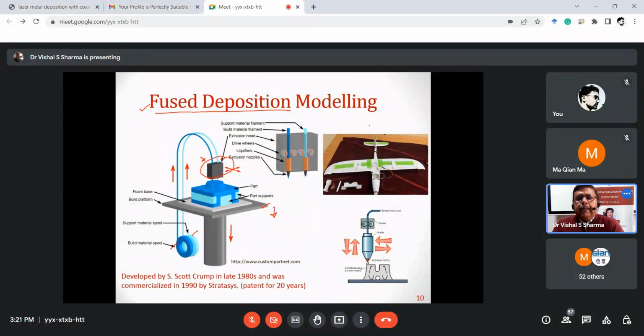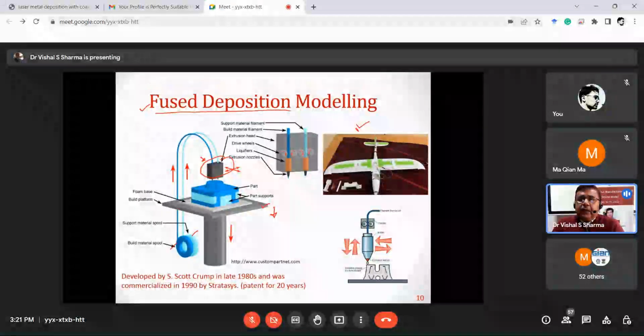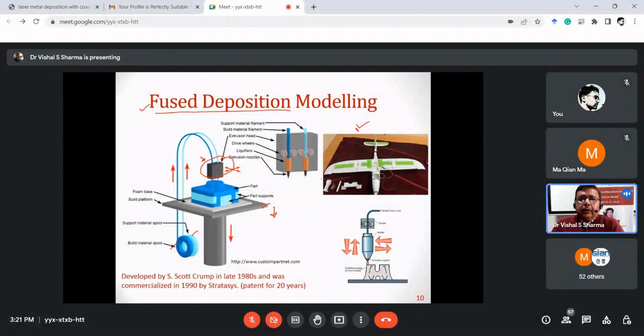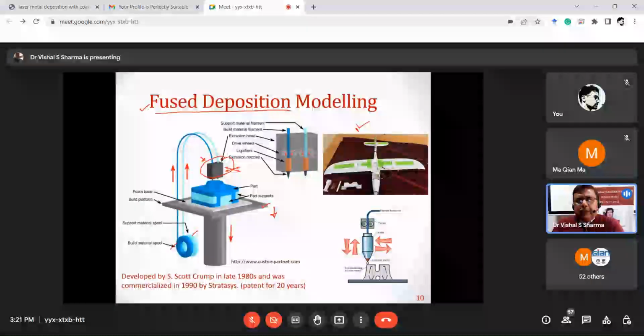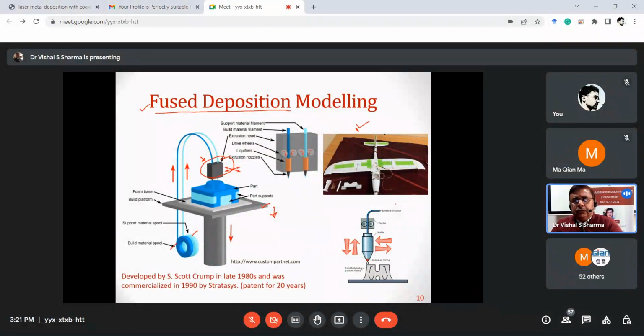These machines are quite cheap, and our undergraduate students are using them extensively. One interesting project done by our undergraduate students is here. They created an aeroplane on a simple FDM machine, and then added all the motors and circuitry to it, and they could fly this plane. This is just one example. Plenty of other examples are also here.